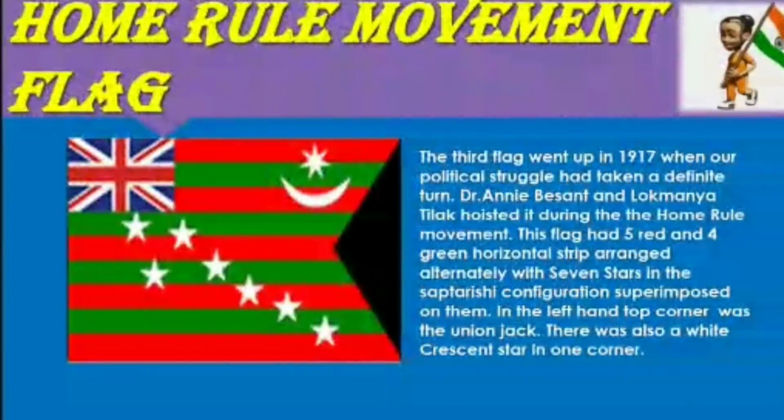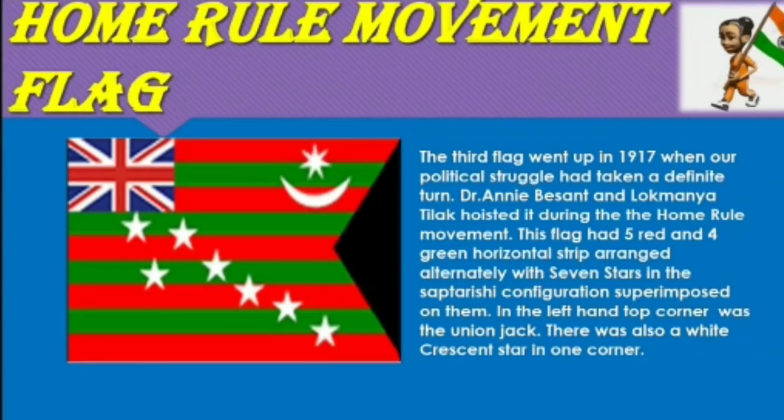The Home Rule Movement flag. The third flag went up in 1917, when our political struggle had taken a definite turn. Dr. Annie Besant and Lokmanya Tilak hoisted it during the Home Rule movement. The flag had 5 red and 4 green horizontal strips arranged alternately with 7 stars in the Saptarishi configuration superimposed on them. In the left-hand top corner was the Union Jack. There was also a white crescent and star in one corner.